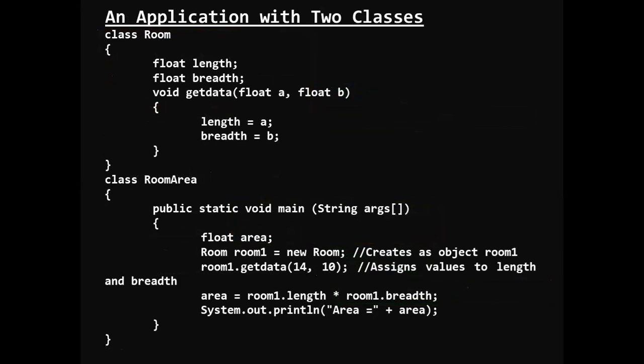This program defines two classes, Room and RoomArea. The Room class defines two variables and one method to assign values to these variables. The class RoomArea contains the main method that initiates the execution. The main method declares a local variable area and a Room type object room, and then assigns values to the data members of the Room class by using the getData method. Finally, it calculates the area and prints the results. Note the use of the dot operator to access the variables and methods of the Room class.